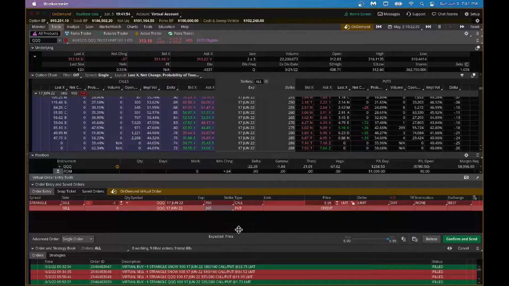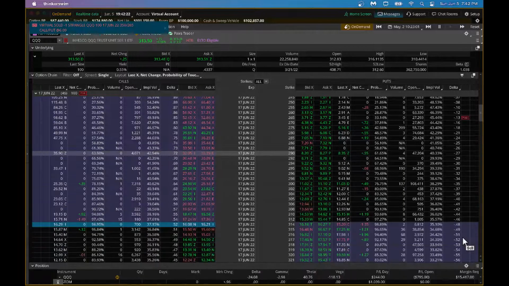There we go. What I'm doing here is really strangling this. The ETF is trading at 313. I'm selling a call option way above the current price at 350, and I'm selling a put option way below the current price at 265. For doing that, I'm collecting a nice $6 premium here. I like nice juicy premium. I'm confirming this. There we go, done.